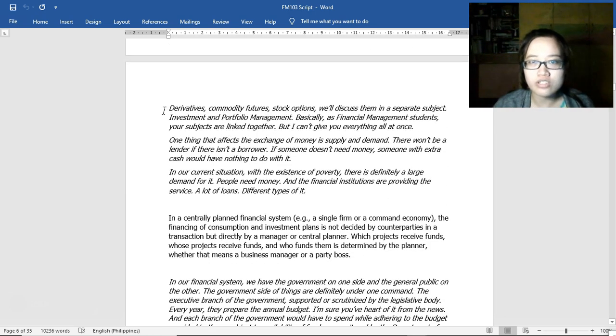Derivatives, commodity futures, stock options, we'll discuss this in a separate subject. What's the subject again? Investment and portfolio management, FM 105, if I'm not mistaken. So basically, as financial students, your subjects are linked together, but I can't give you everything all at once, so we're separated into different subjects.